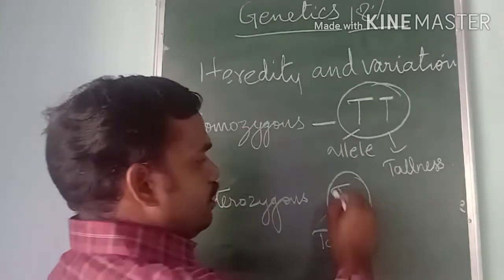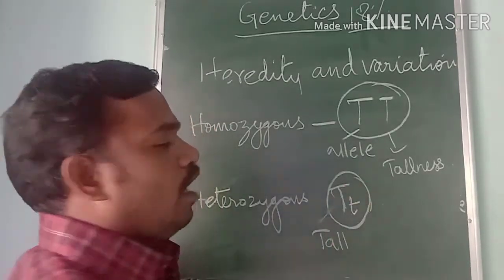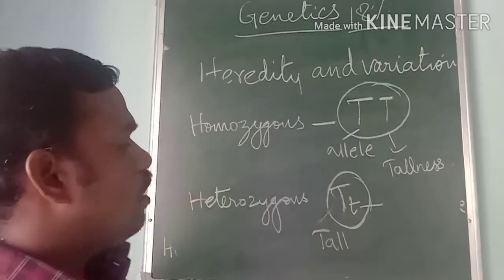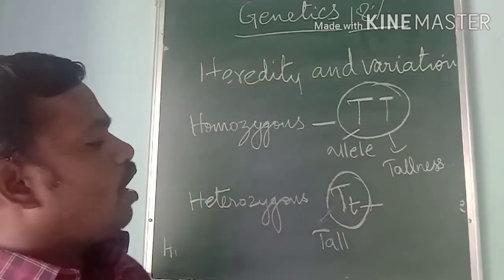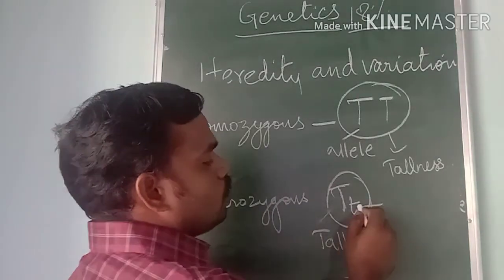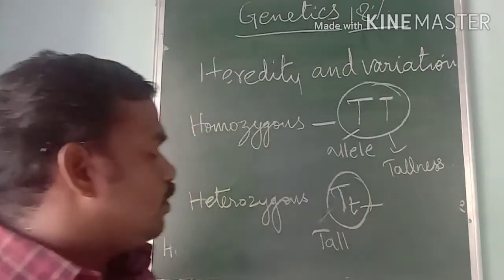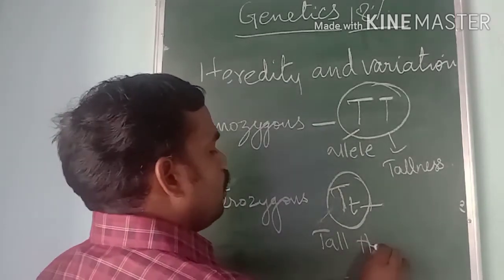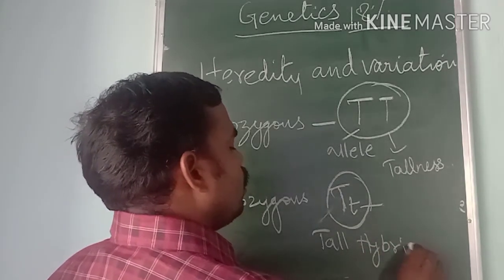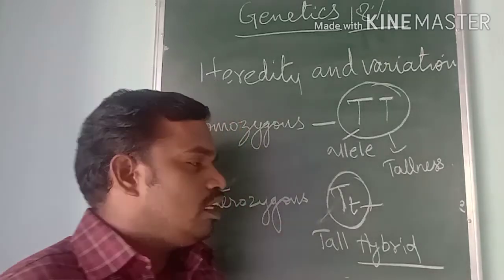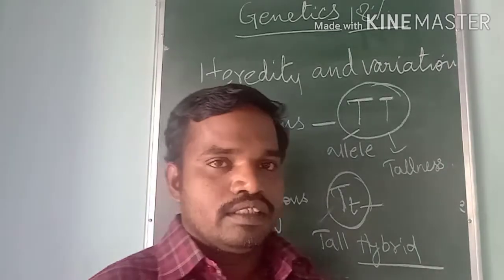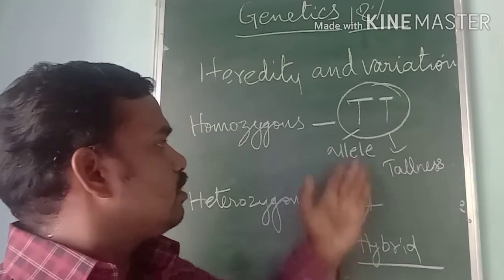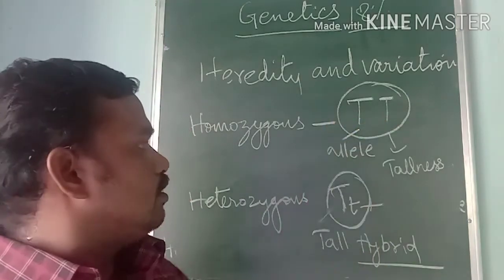This is known as the dominant allele, and this one, since it is not able to express itself because of the dominant allele, is known as the recessive allele. Do you understand what I am saying? So heterozygous is nothing but hybrid, having different forms of alleles, and the same form of alleles in the homozygous.